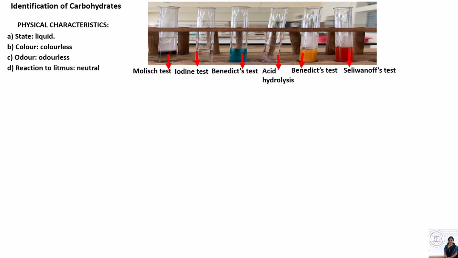In this presentation, let us try to understand how to identify the given carbohydrate solution as sucrose. Coming to the physical properties, the state is liquid, sucrose is a colorless, odorless compound, and the reaction to litmus is neutral. These are the different tests we need to perform to identify sucrose in the lab.